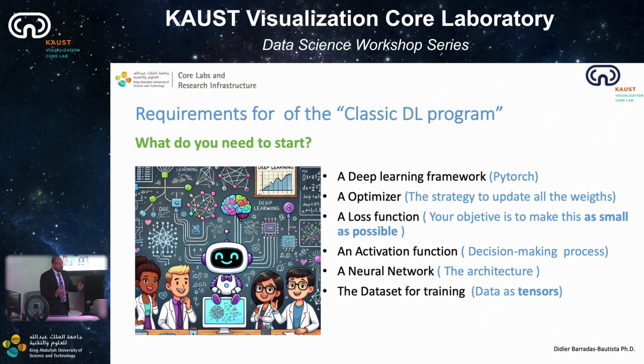Obviously, you need a neural network, meaning the architecture. For those of you that do not know, you have different architectures, meaning you have different kinds of layers, different numbers of neurons, and so on. That's an architecture. That's what I mean by network. And of course, you need a training dataset as tensors. For those of you that don't know tensors, I will explain later. But the dataset has to be tensors, meaning that it's a matrix of matrices.